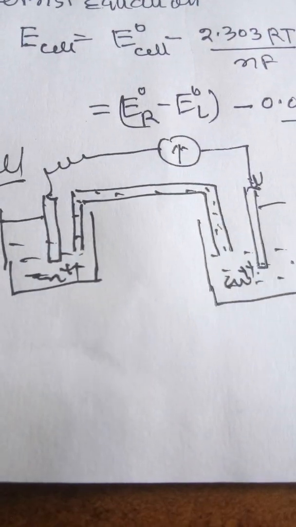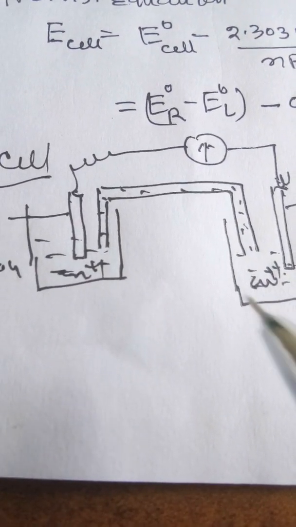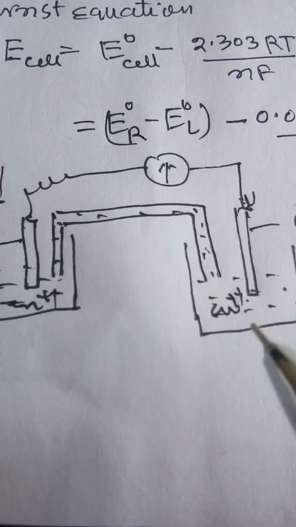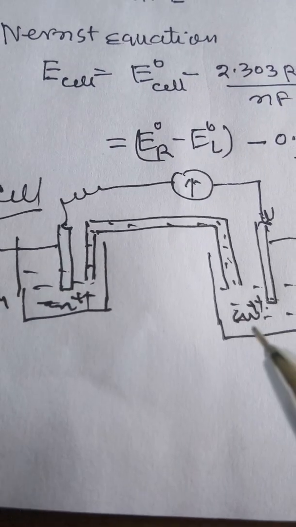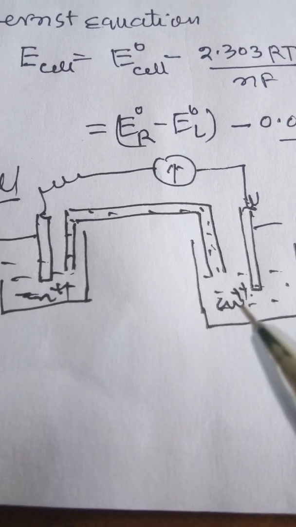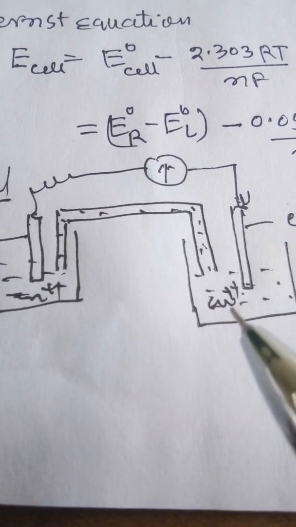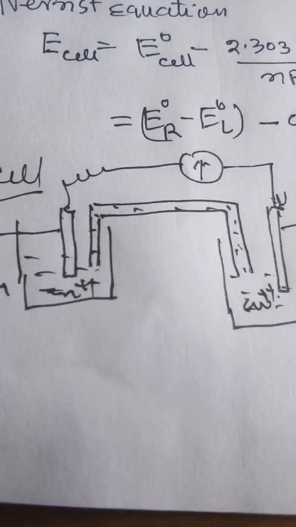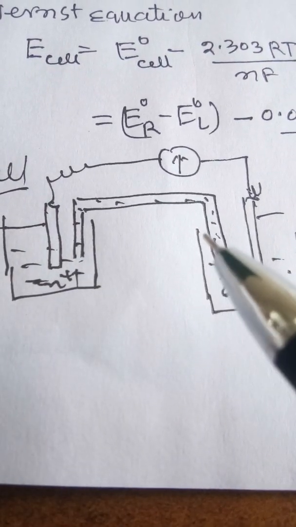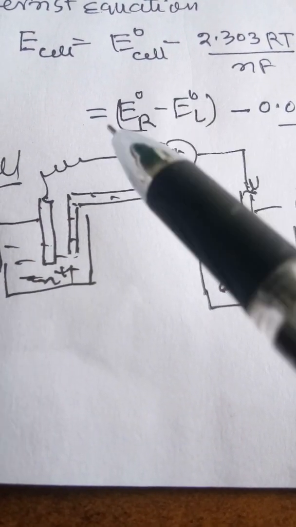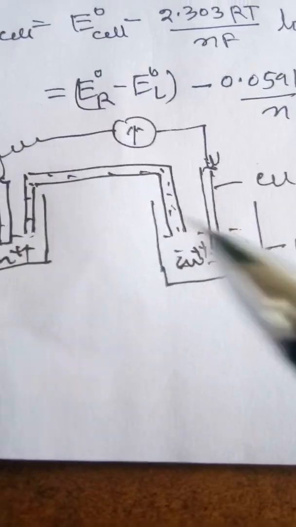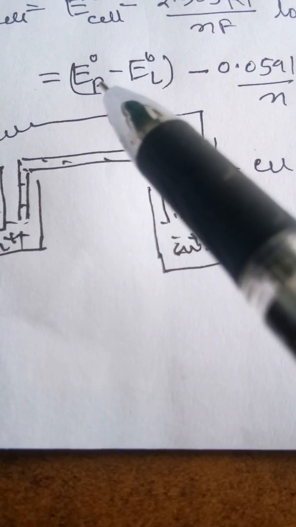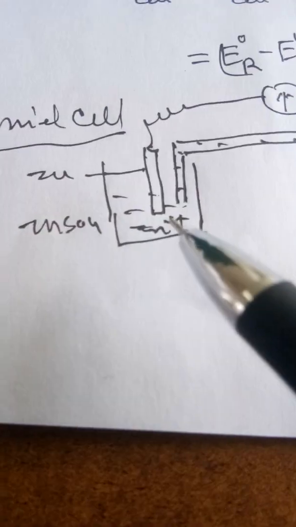And if the condition is standard, meaning the concentration of the electrolyte is 1 M and the temperature is 25 degrees centigrade, or 273 plus 25, that is 298 Kelvin. So this is the standard. In the standard condition, you will get this electrode potential. This is the electrode potential of the right, the cathode. So this is the standard electrode potential of the cathode and this is the standard electrode potential of the anode.